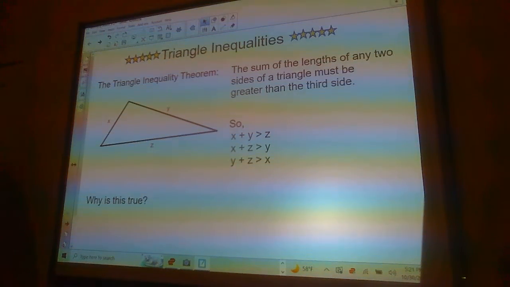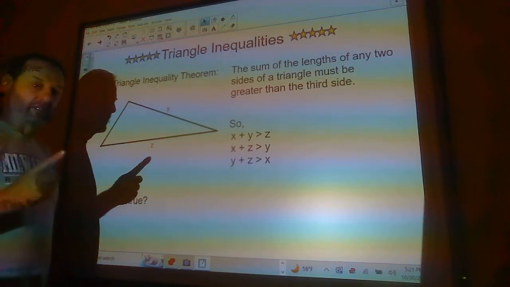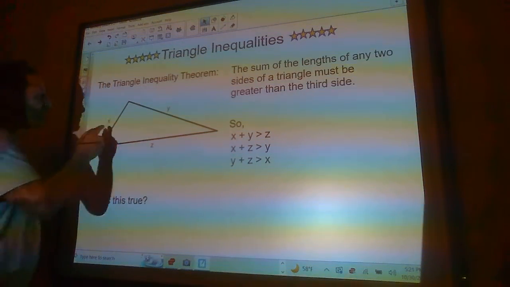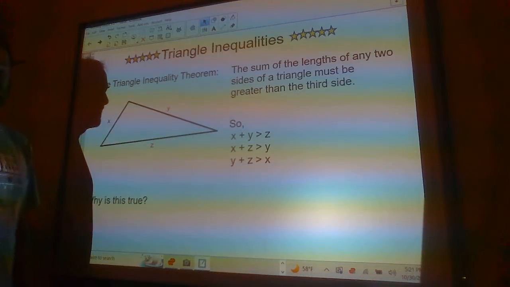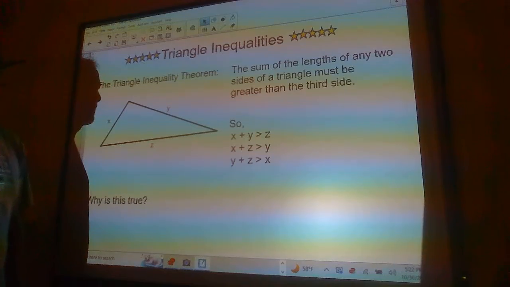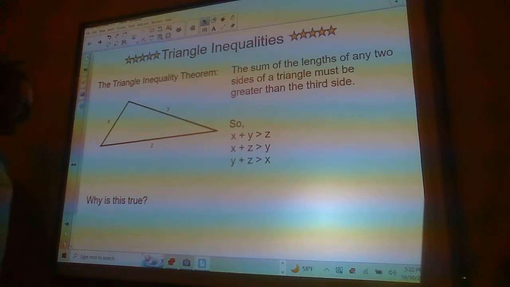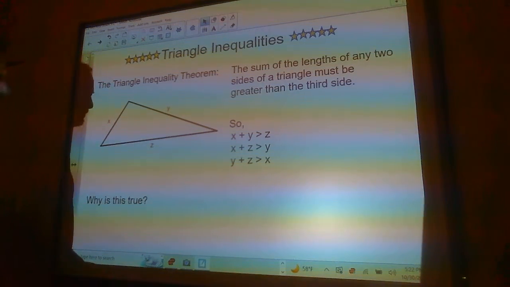Now, here's the thing. You only really need to check one of those three things. If the two shortest sides add up to more than the longest side, then all the other ones are going to work automatically. Now why is this true?